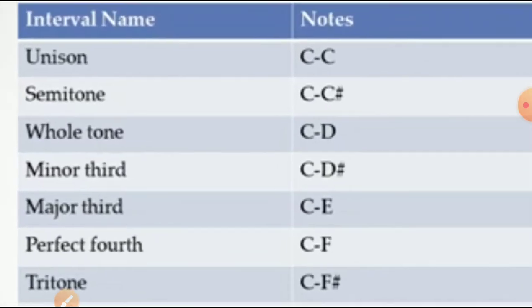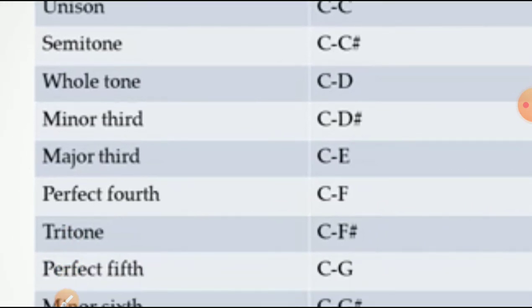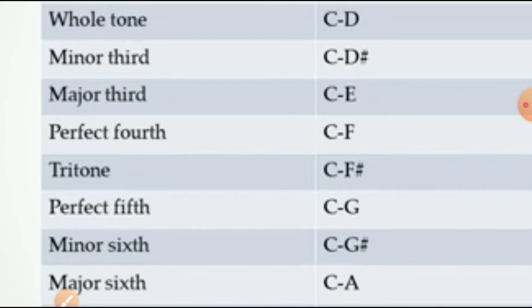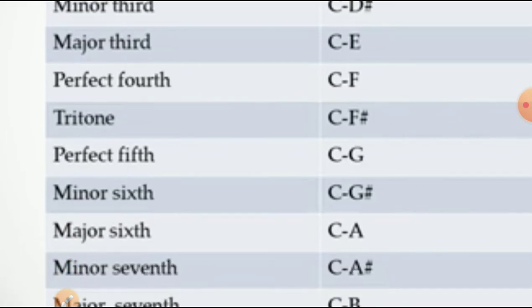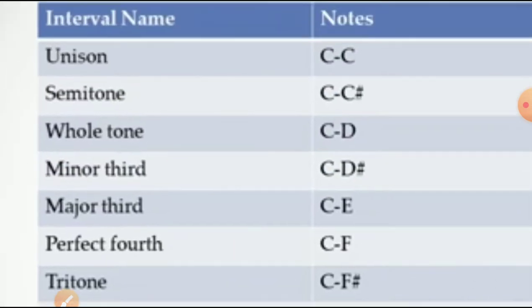Here the interval name is unison, that is from C to C. Semitone, C to C sharp. Whole tone, C to D. Minor third, C to D sharp. Major third, C to E. Perfect fourth, C to F. Tritone, C to F sharp. Perfect fifth, C to G. Minor sixth, C to G sharp. Major sixth, C to A. Minor seventh, C to A sharp. Major seventh, C to B. So there are 12 notes and 12 intervals.